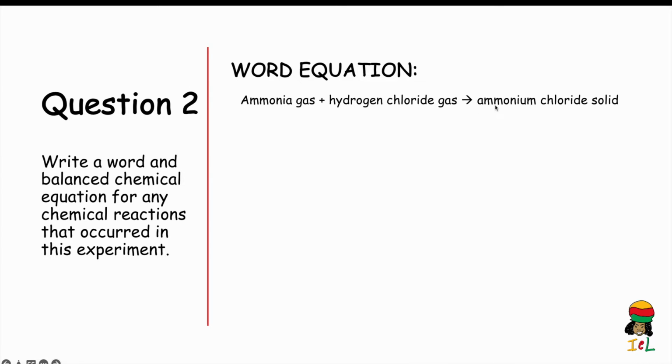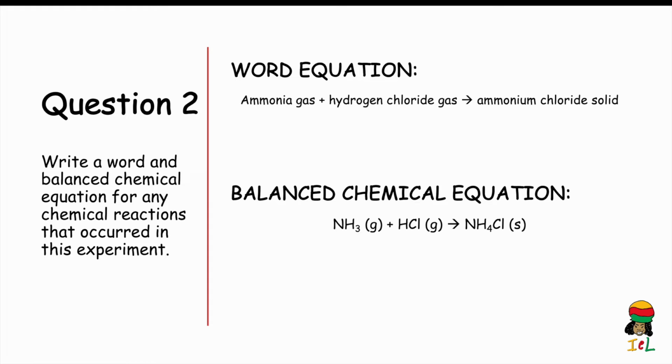which reacted to produce a white precipitate of ammonium chloride, which was observed as the white cloud. For the balanced chemical equation, we have the chemical formula for ammonia, NH3, state symbol G for gas, the chemical formula for hydrogen chloride, HCl, state symbol G, and the product, ammonium chloride, chemical formula NH4Cl, and state symbol S for the precipitate, because it's a solid.